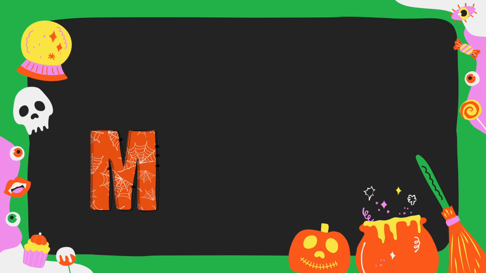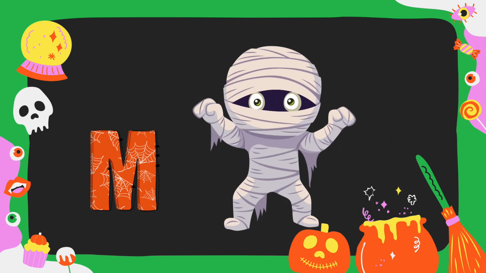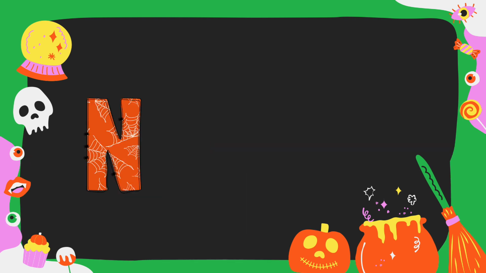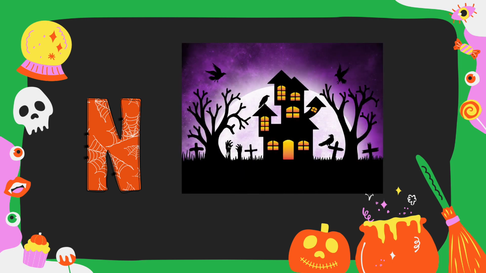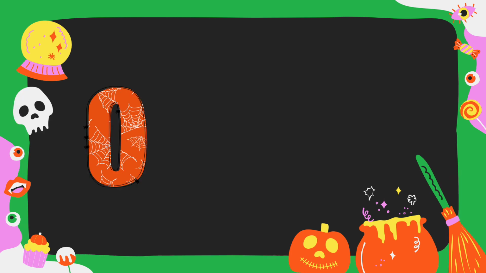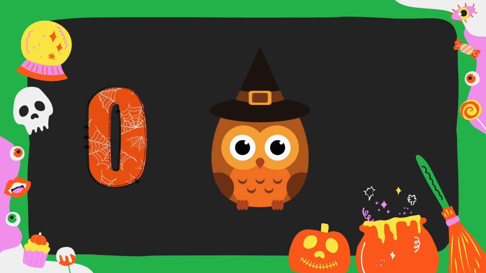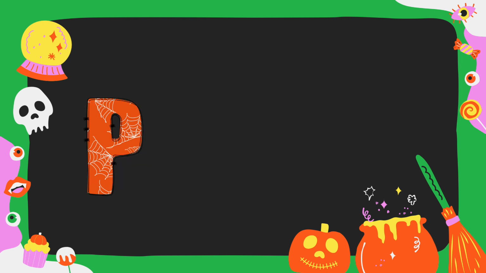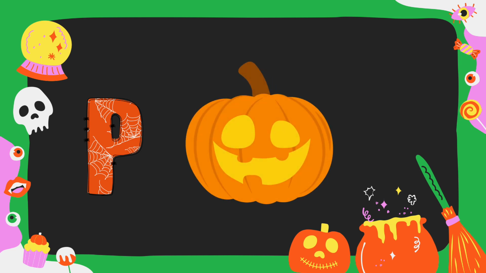M is for mummy. N is for night. O is for owl. P is for pumpkin.